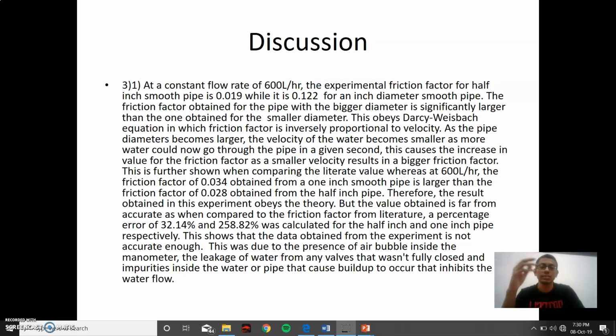Okay, so for the first experiment at a constant flow of 300 liters per hour, we noticed that the smaller diameter has a smaller friction factor, and the larger diameter has a larger friction factor, because as the diameter becomes bigger, the friction factor becomes bigger as well, as the velocity becomes slower.